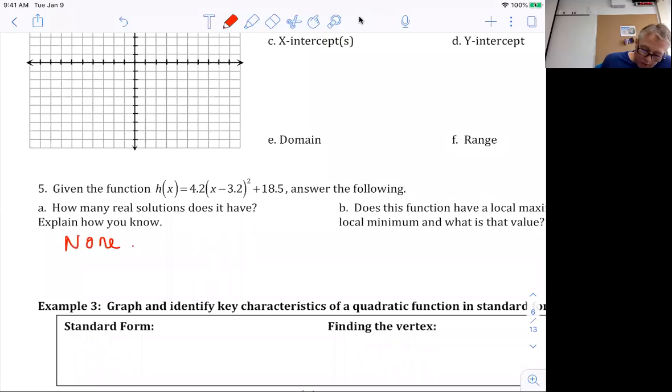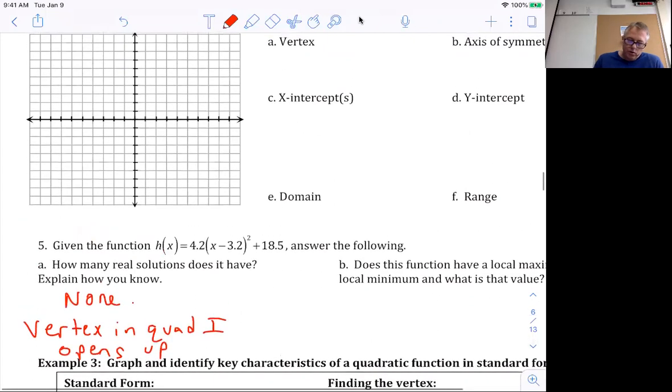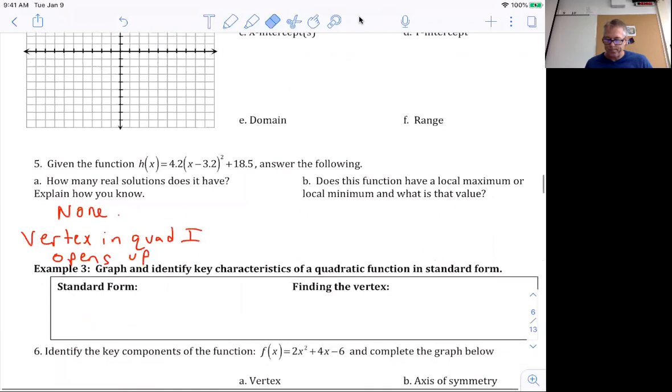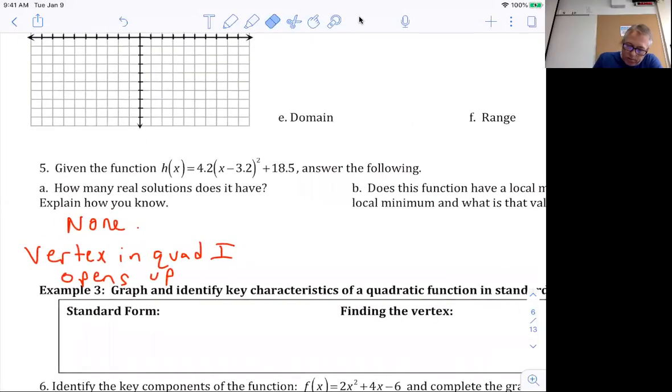How do we know? Well, we know that the vertex is in quadrant 1 and it opens up. So if it looks like that, it can't have any solutions, any x-intercepts. Why is that? Well, we know the vertex is in the first quadrant because it's at positive 3.2 and positive 18. Both the x and y value are positive. You with me with that?